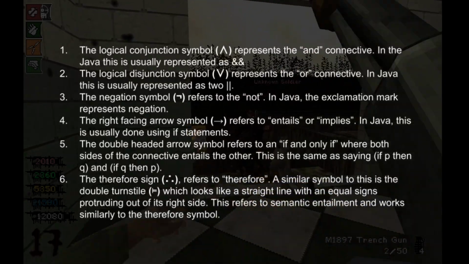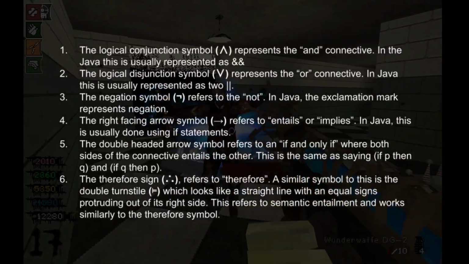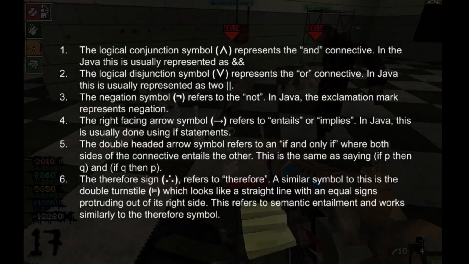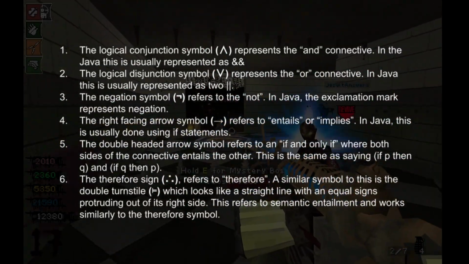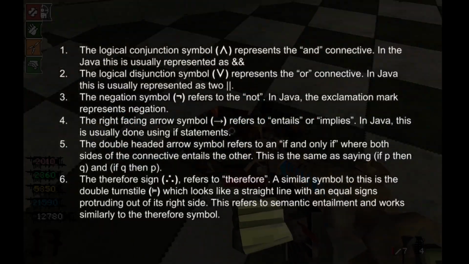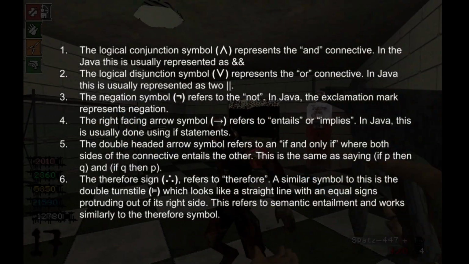And all that really means is just that both sides of the connective entail each other. So if P is true, you can infer that Q is true, and if Q is true, you can infer that P is true. Meaning that they're like a set that goes together, basically, in a way, so that you can't have one being true without the other being true.